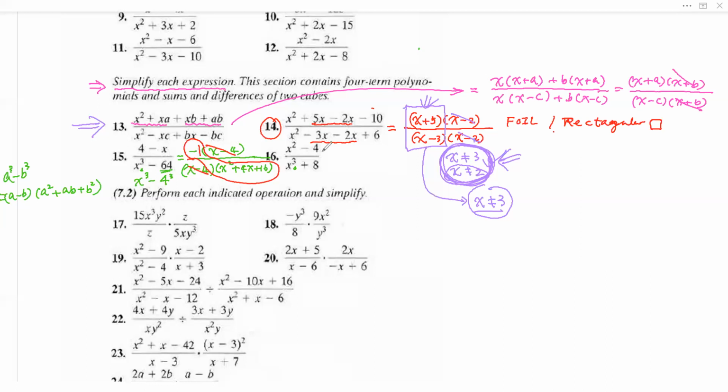Okay, all right. See number 16. Number 16.